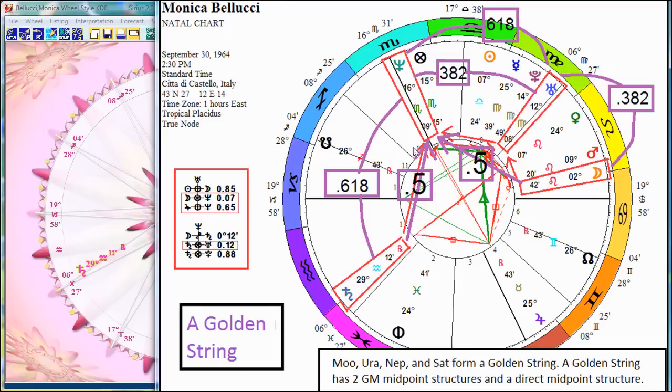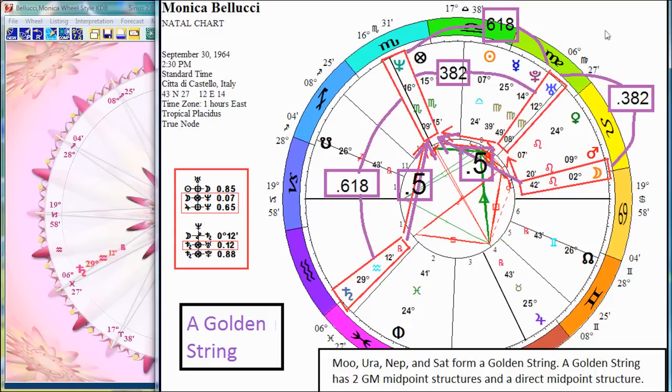They could also be getting larger in the opposite direction. So it doesn't matter whether they're getting larger in the counterclockwise direction or in the clockwise direction, as long as these angular distances get larger and larger by the golden mean, you have a golden string.